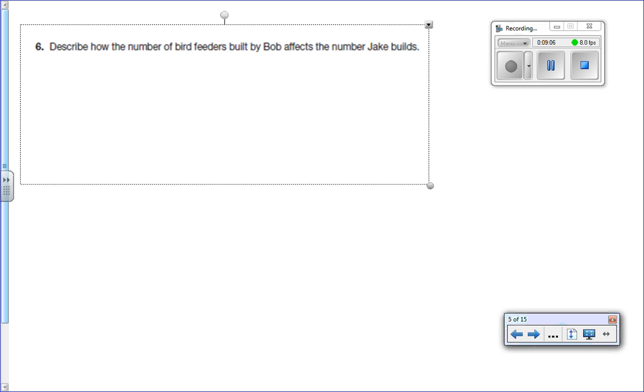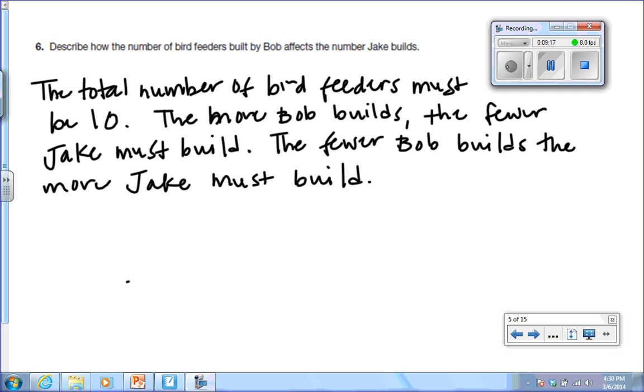The last question says, describe how the number of bird feeders built by Bob affects the number Jake builds. So I want you to think about it for a second. So I'm hoping you're thinking something like this. The total number we know must be 10, and they're sharing this workload. So the more bird feeders Bob builds, the fewer Jake has to build. And then the fewer that Bob builds, the more Jake has to build, because again, they share this responsibility. So if I'm Bob and I only do 3, that means Jake has to do 7, and vice versa.